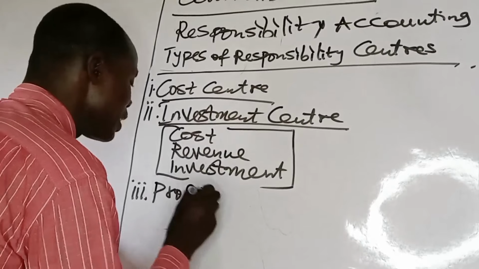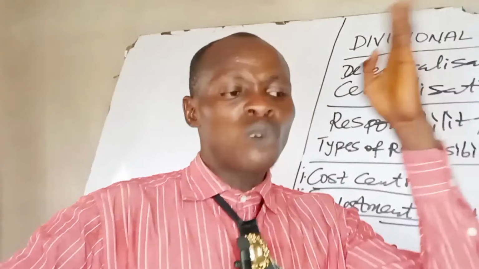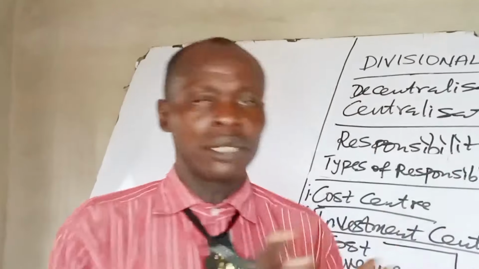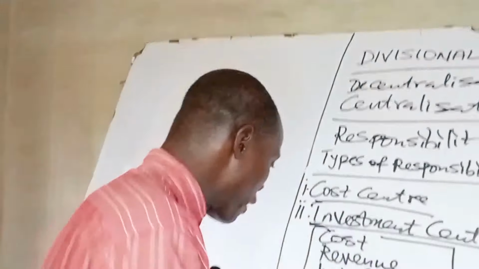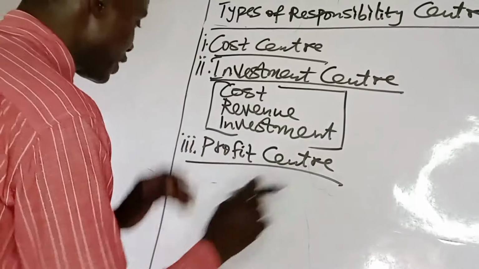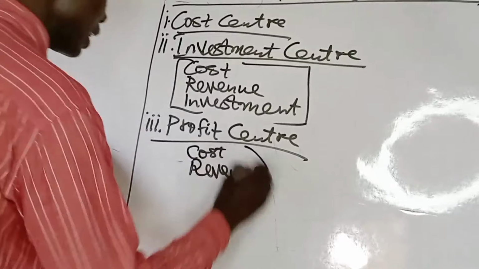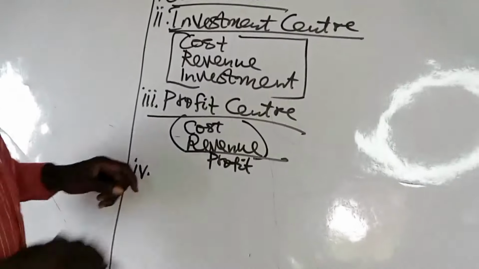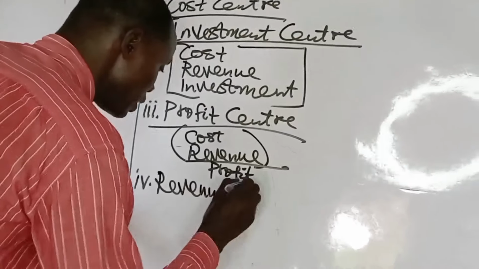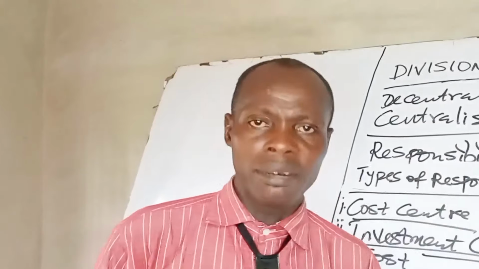Number three, we have the profit center. A profit center is a department for which cost and revenue are established. So there are two things established in the profit center: number one, the cost, and number two, the revenue. When your cost is matched against the revenue, you have the profit. Number four, we have the revenue center. A revenue center is a department for which revenues are established.